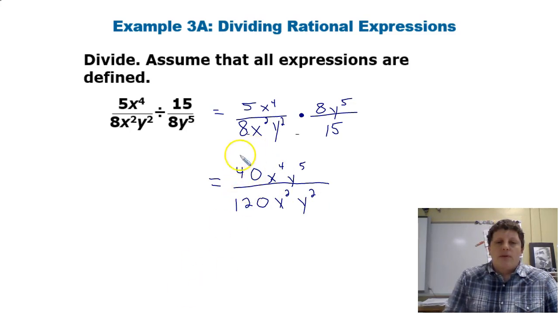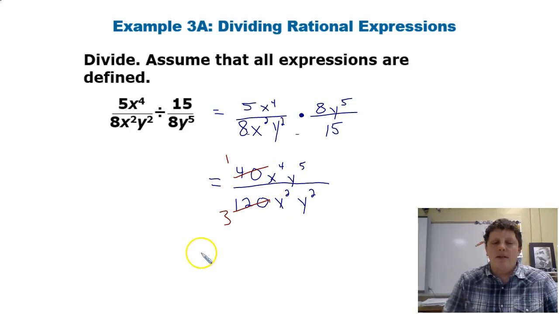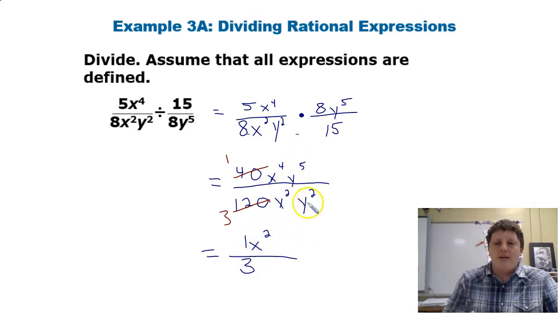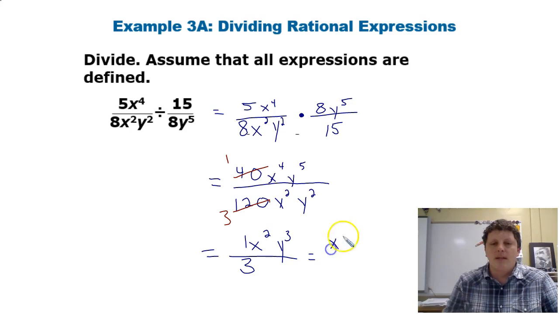To reduce this, I'll reduce the 40 and 120. Both of those are divisible by 40. 40 goes into itself one time. 40 goes into 120 three times. And as I am dealing with the variables, it's got 1 on the top, 3 on the bottom. 4 is bigger than 2. 4 minus 2 is x squared. 5 is bigger than 2, so 5 minus 2 is y to the third. And since the bigger ones are in the top, both of those stay in the top. And whenever you have a 1 in front of your variable term, you can kind of drop that 1. You don't need it. So x squared y to the third over 3 would be the final answer.